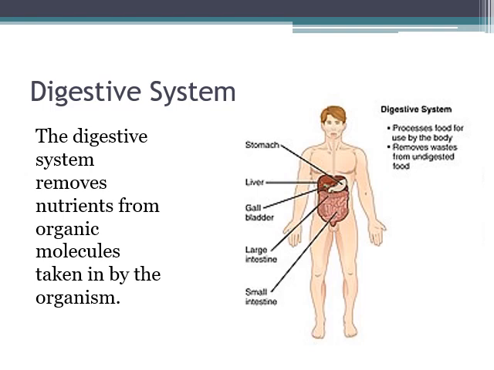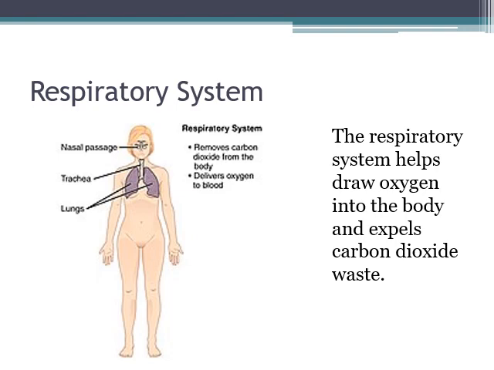You take in food, you take in organic molecules, and then you're able to convert those organic molecules into a level that you're able to use in your cells. So the respiratory system helps draw oxygen into the body and expels carbon dioxide. It's directly connected to the circulatory system.